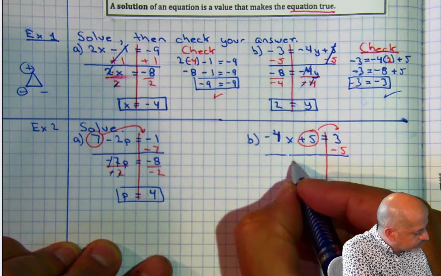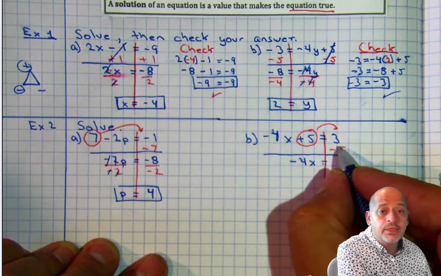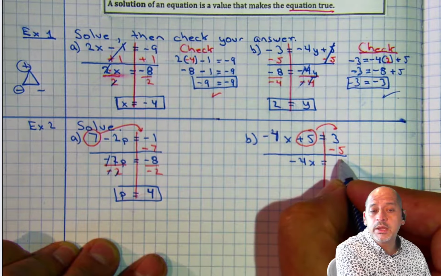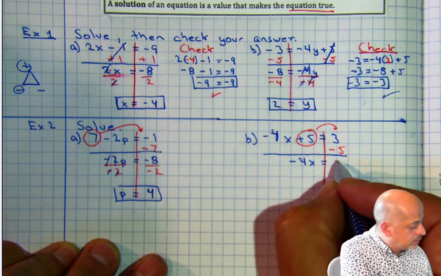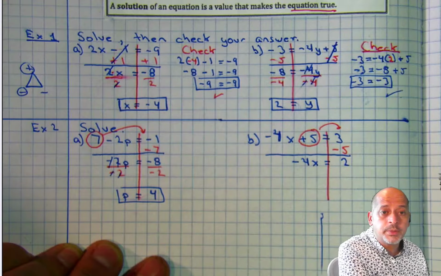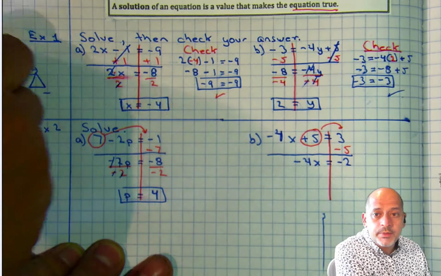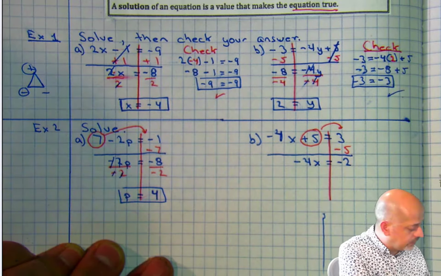The negative 4x will come down. I'll place it right over here before I make my equal sign. And 3 minus 5 will give me different signs. So you're going to subtract and you're going to keep the sign of the bigger number. The bigger number is 5, so it'll be negative. And one last step. The last step is to divide.